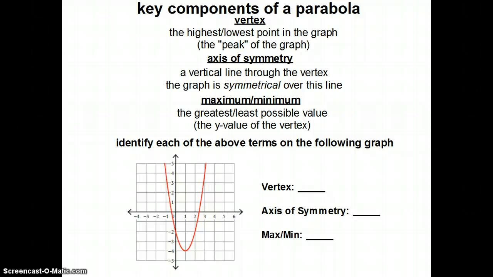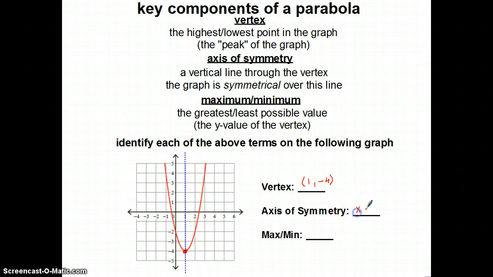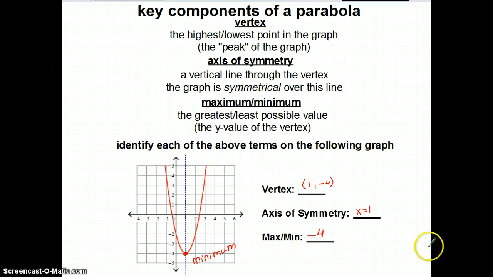The vertex is going to be the lowest point on this graph, and it is the point (1, -4). The axis of symmetry, the line that basically bisects the graph, can be found on x equals 1. That will split the graph evenly right down the middle. And then for this graph we have a minimum, which is the lowest point again, and it's the same as our vertex, -4.